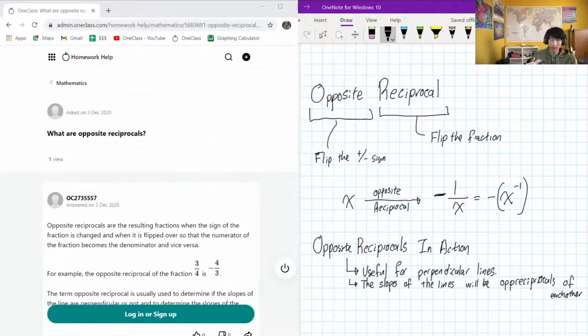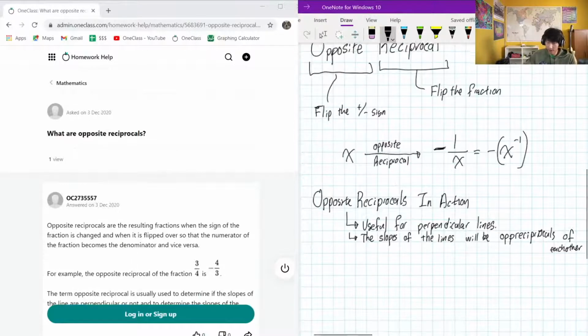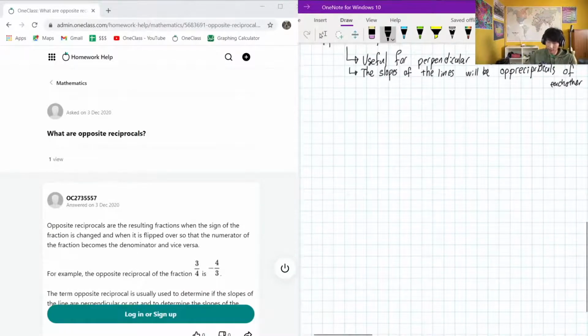Okay, so this is, I would say, maybe the main reason why we even pay attention to opposite reciprocals in the first place, for perpendicular lines. So let's show an example of that in action. And perpendicular, if you're not aware, means we have 90 degrees of separation. So basically two lines and there's a perfect corner between them.